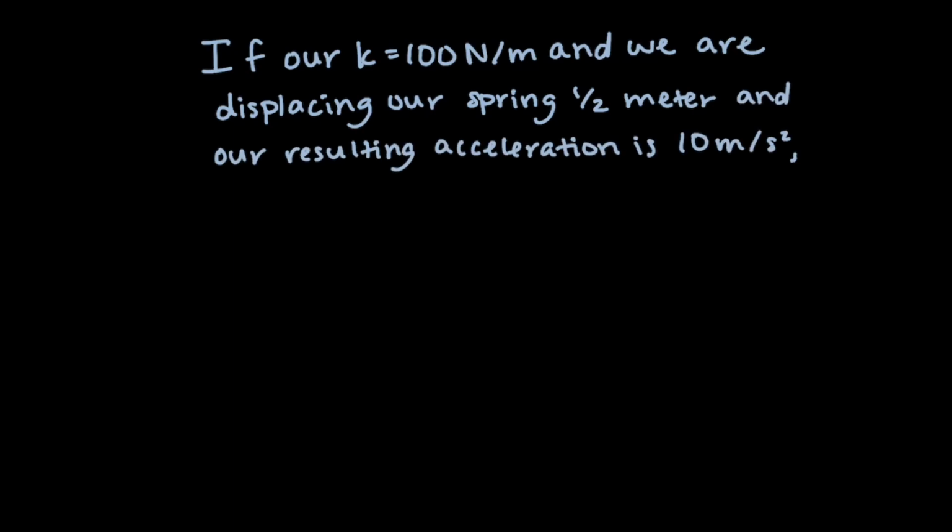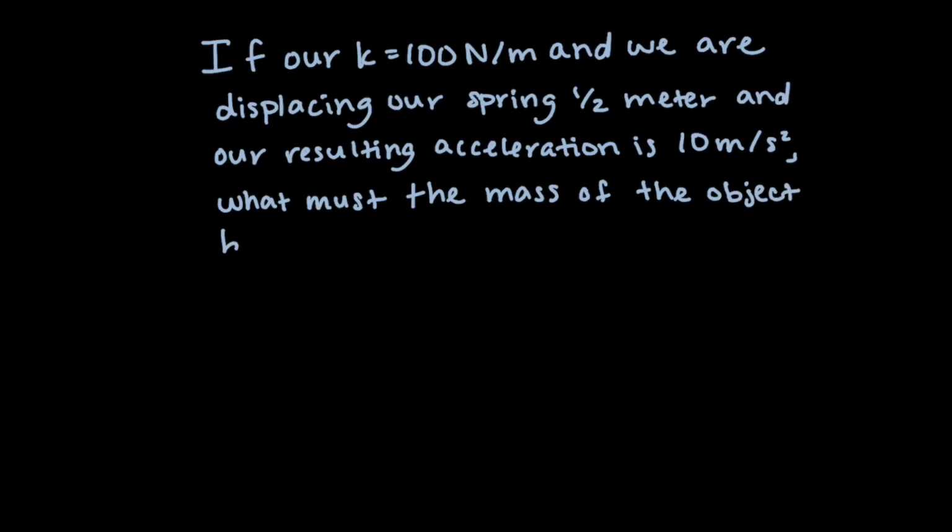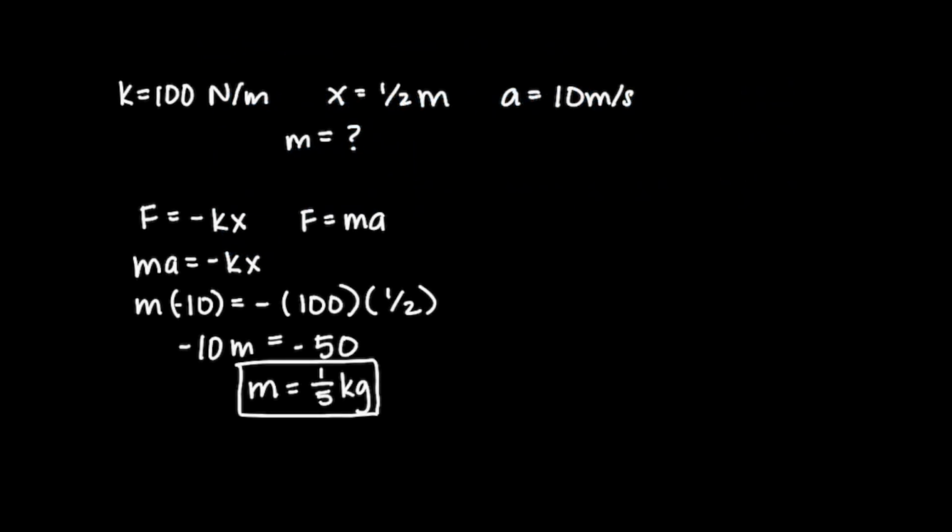Now let's keep our displacement constant. However, we don't know what our mass is, and we can only measure acceleration. If our k equals 100 newtons per meter, and we are displacing our spring 1/2 meter, and our resulting acceleration is 10 meters per second squared, what must the mass of our object be? If you answered 1/5 of a kilogram, you're correct.